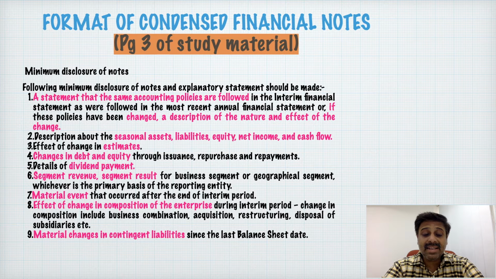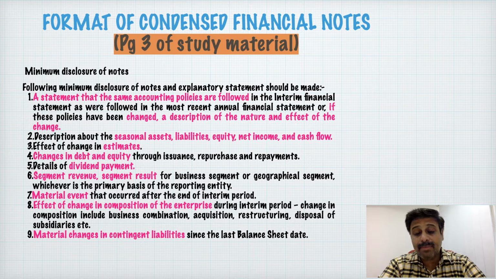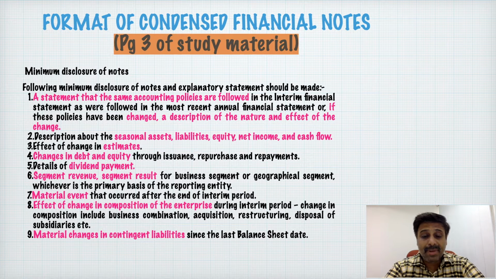Then material events that have occurred after the end of the interim period. Now see, the first interim period is April, May and June. The reporting of that will not be done on 30th June. You'll make the quarterly final accounts and then there'll be some time gap, maybe a week or 10 days, between the finalization of accounts and reporting. So suppose the finalization of accounts is done on 30th June but the reporting is done on 10th of July.